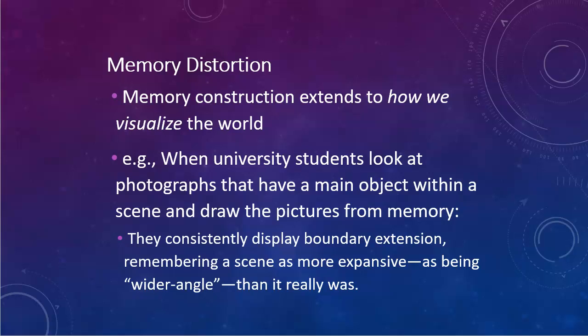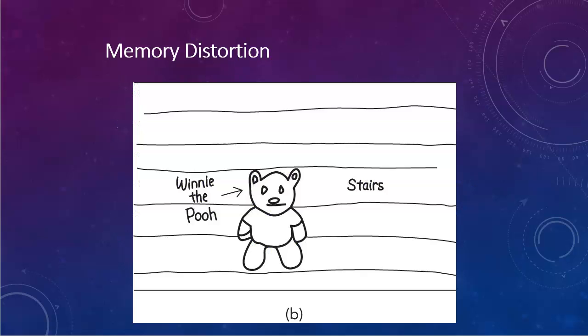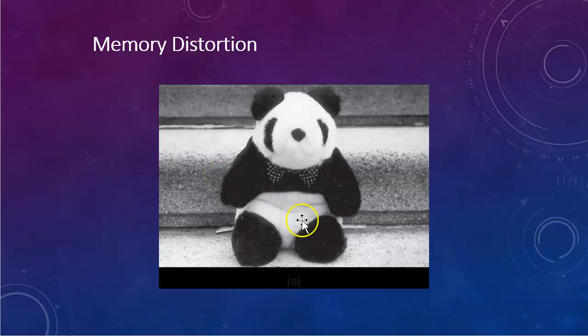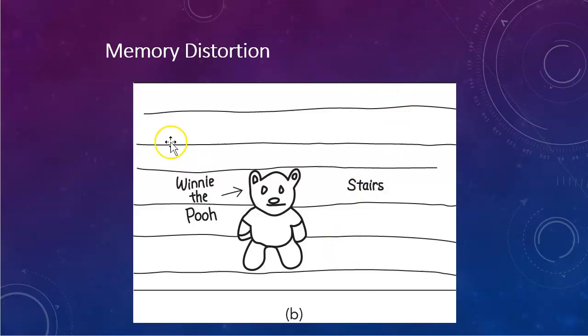it. Okay, now let's look at what your picture probably is going to look like based on memory distortion. It's going to look like this. So here, then we have the bear and we have the stairs. But if you notice, what people have done is they consistently displayed the boundary extension. In other words, they're remembering the scene being bigger than it really was. Look at all of these stairs above and below the bear. Look at how far away these stairs go. Whereas if we look at the original image again, all you can see is the bear and like one step. But here, you see all of this.